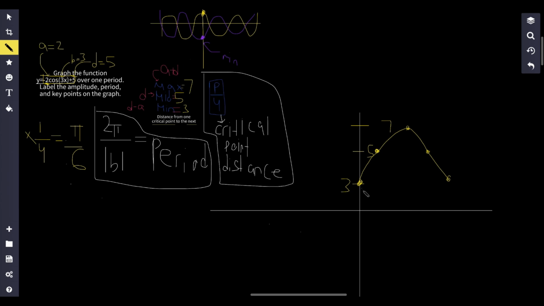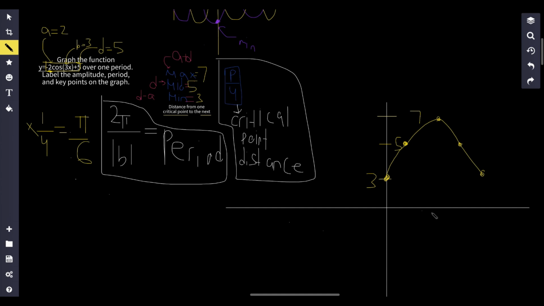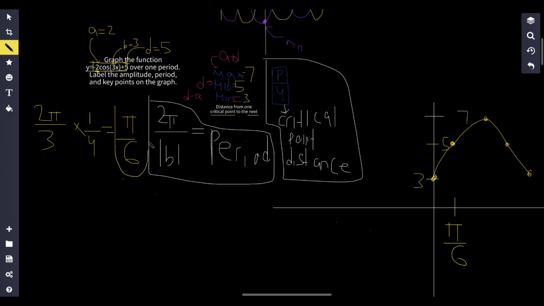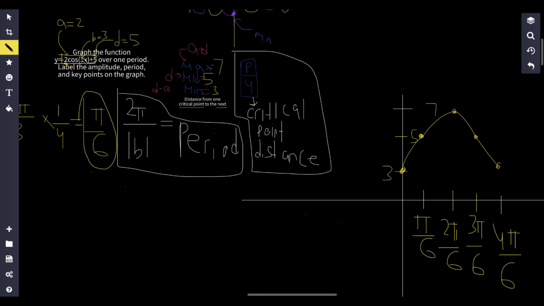And finally, we're just going to use our critical point distance. For our x-axis, this point right over here is just going to be pi over 6, because that's our critical point distance. That means this top point is going to be 2 pi over 6. This point is going to be 3 pi over 6. This point right over here is just going to be 4 pi over 6. And we're done.